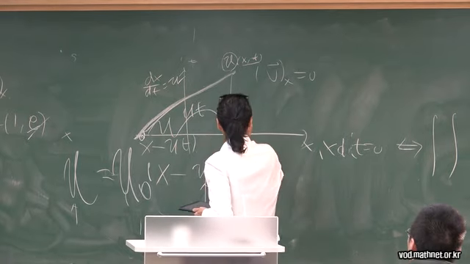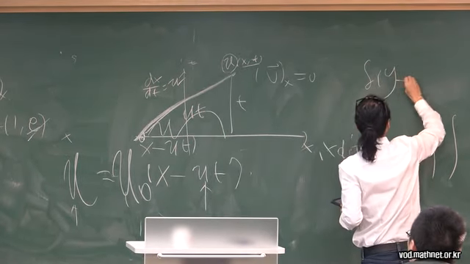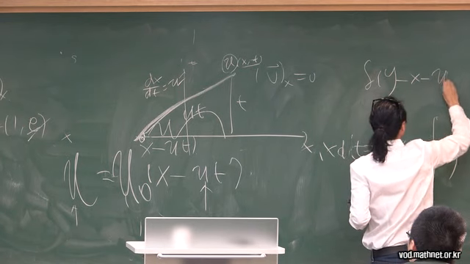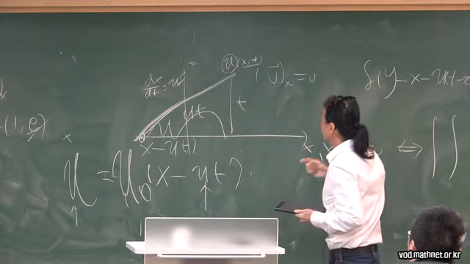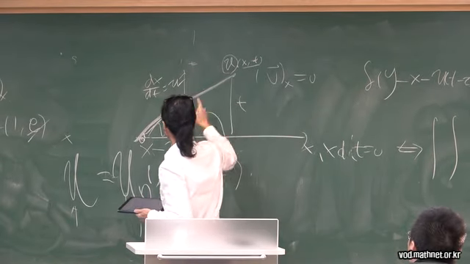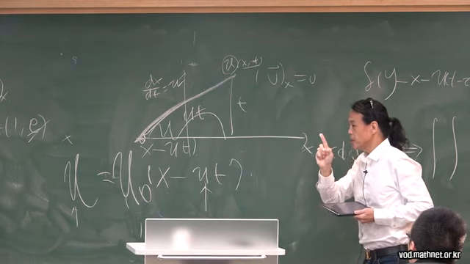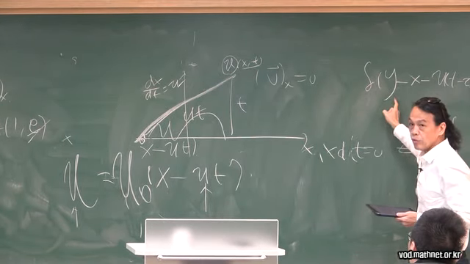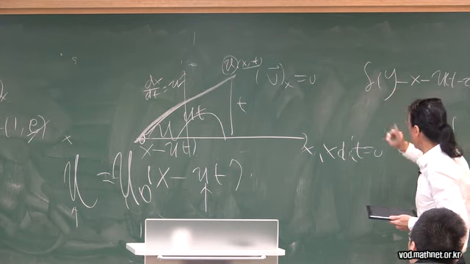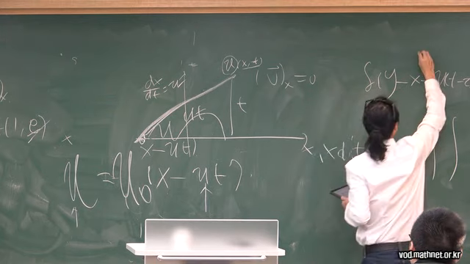So now characteristic curve means a delta function, this is delta of y minus x minus u (t minus tau). If you put the measure of the delta function here, that means the characteristic curve is the delta function. This y is actually a Green function of the hyperbolic equation.